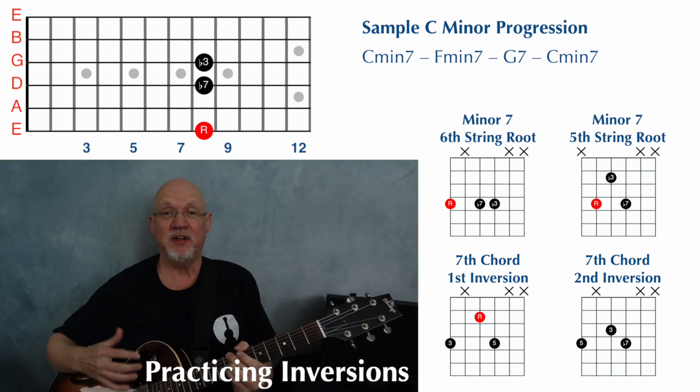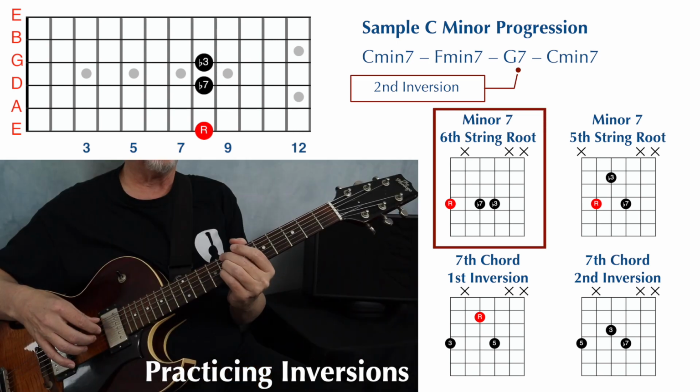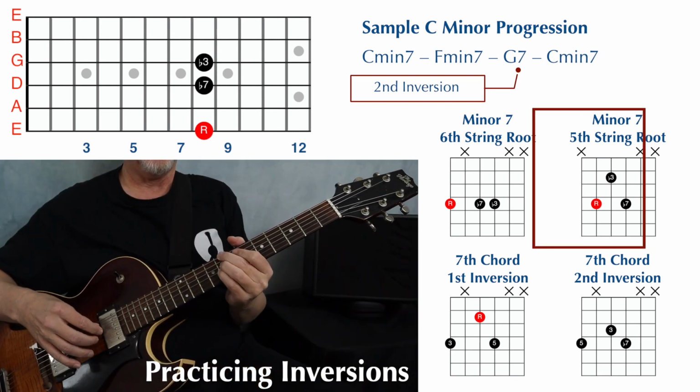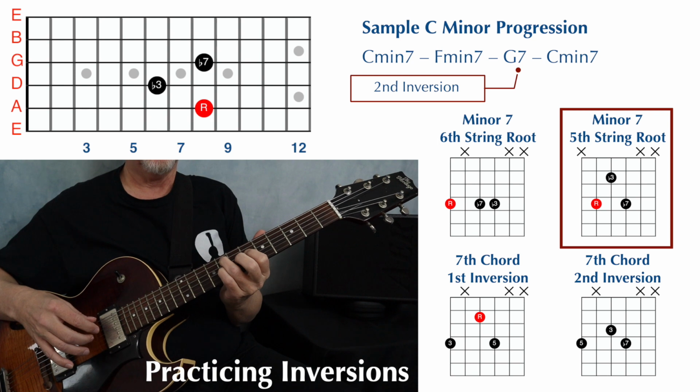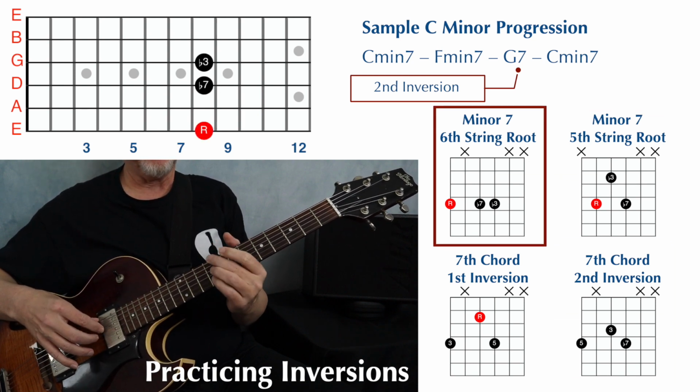And the same progression, but now we're going to play our G7 in second inversion again. C minor 7, F minor 7, G7 in second inversion, and C minor 7.